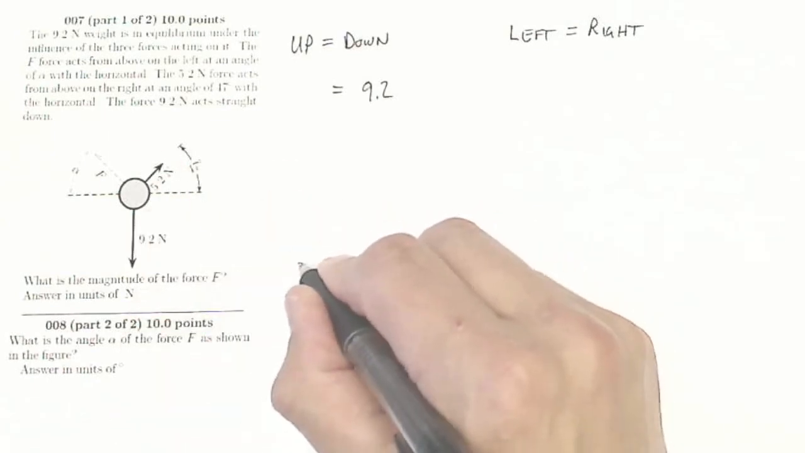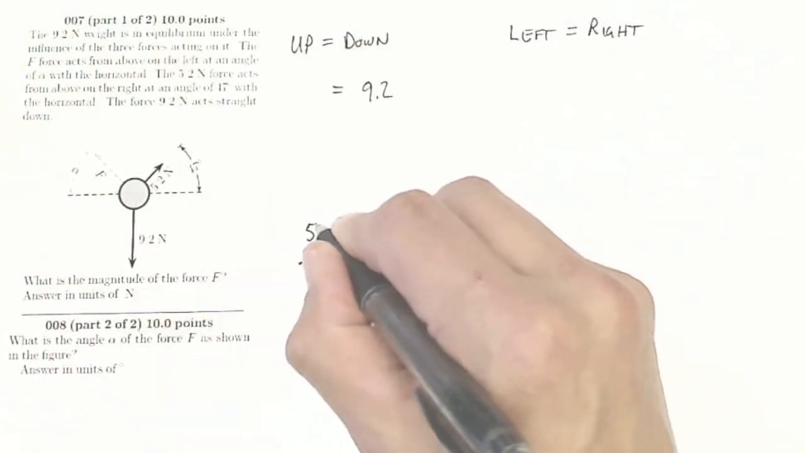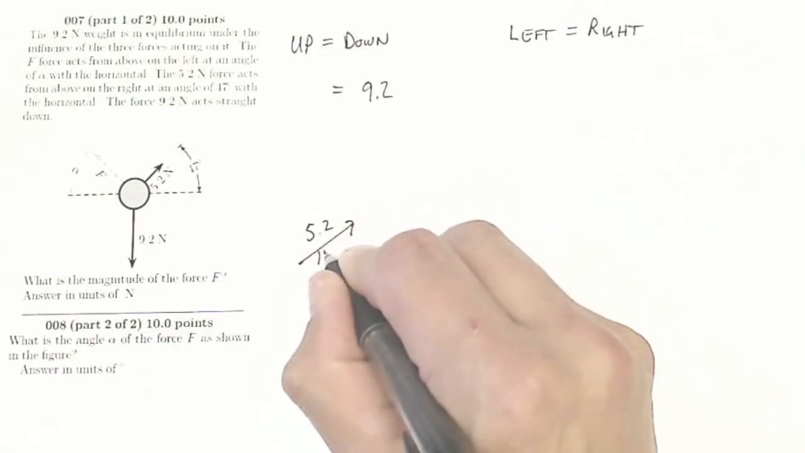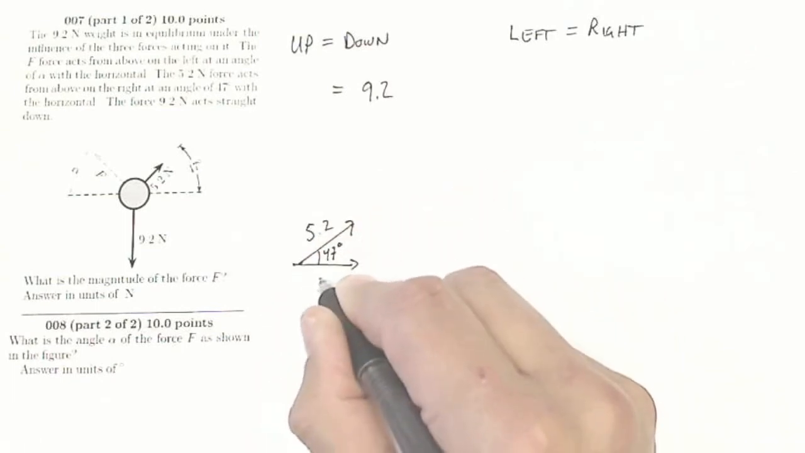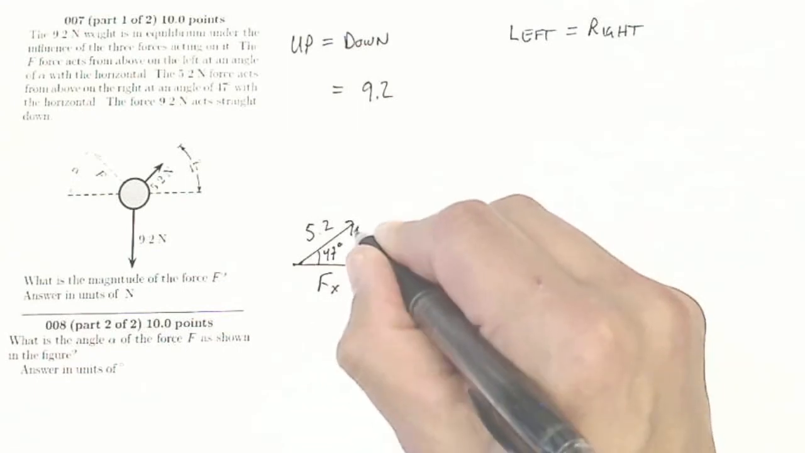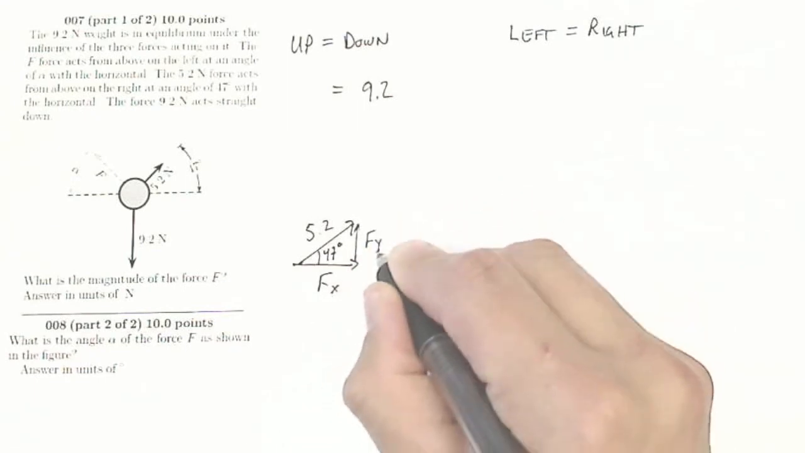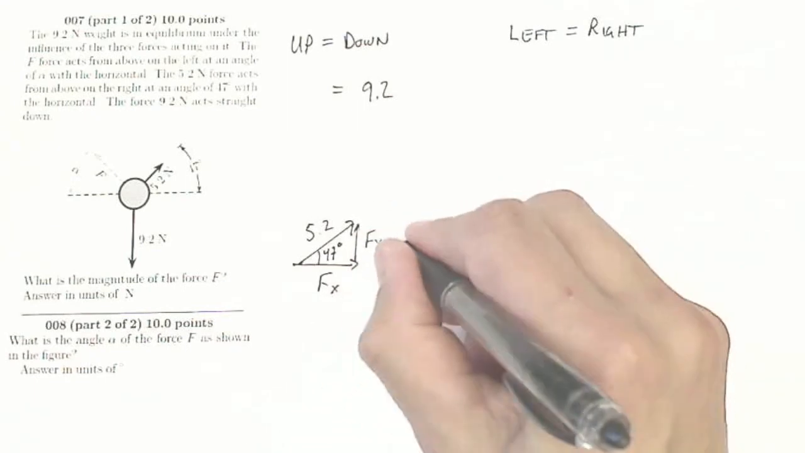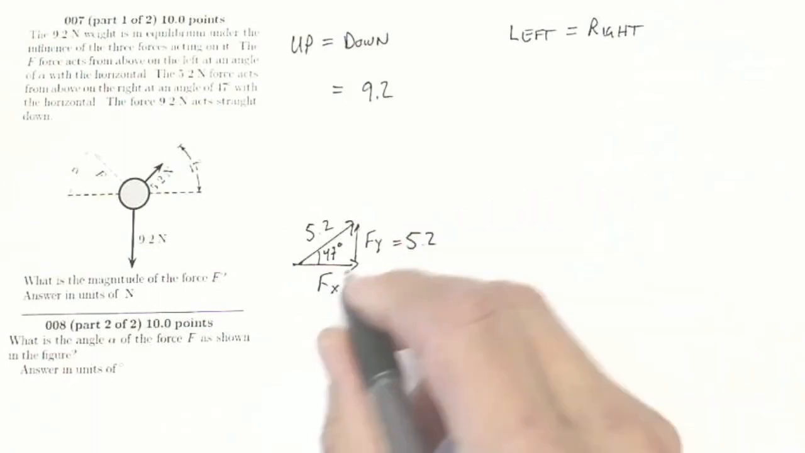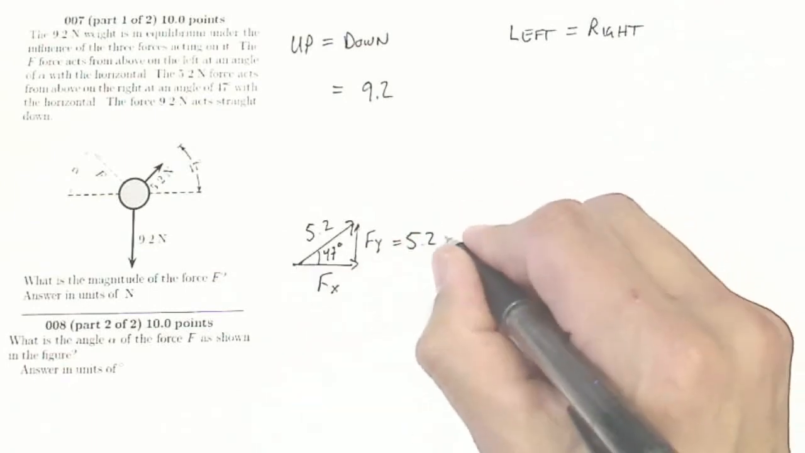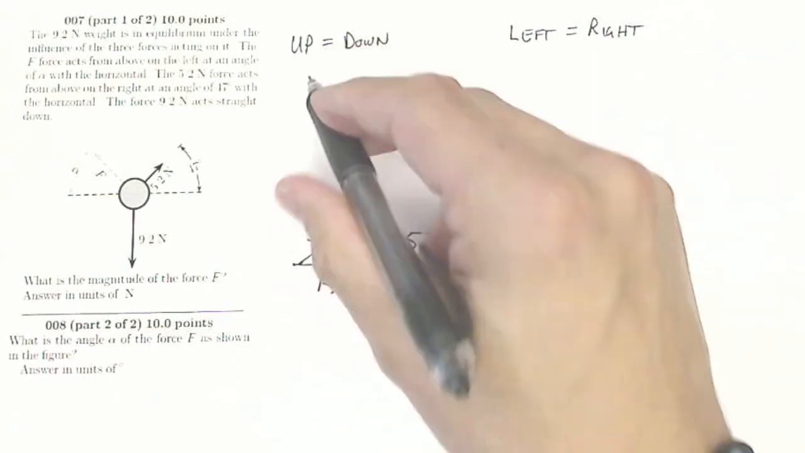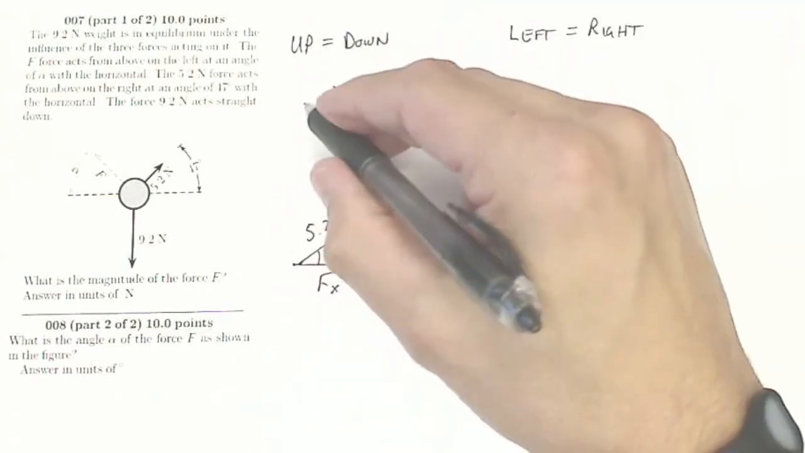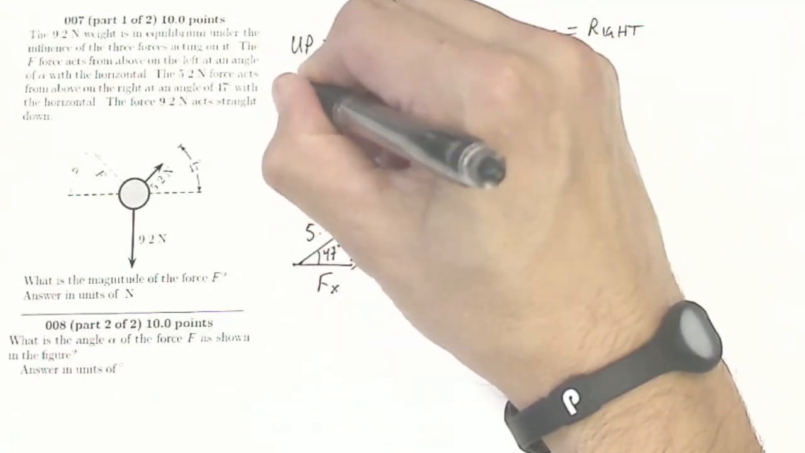So if I take my 5.2 at an angle of 47 degrees, then that could be a force in the x direction and a force in the y direction. My y direction will be up, so that is going to be 5.2. It's opposite the angle, so it's going to be sine of 47. So that is going to go here, as up is 5.2 sine of 47.